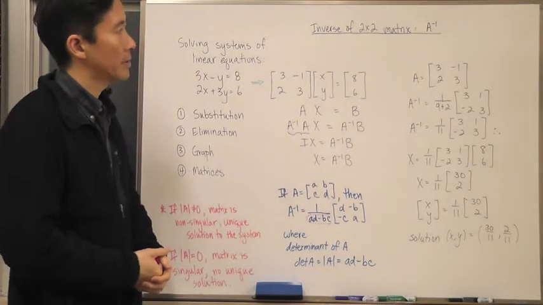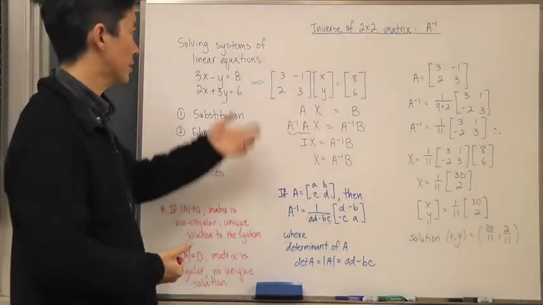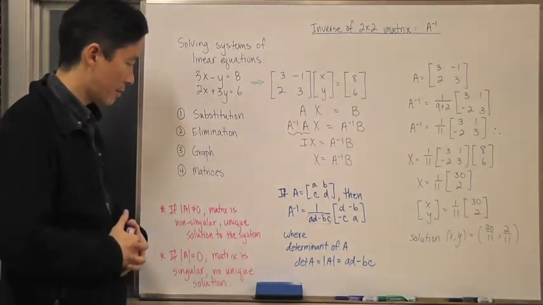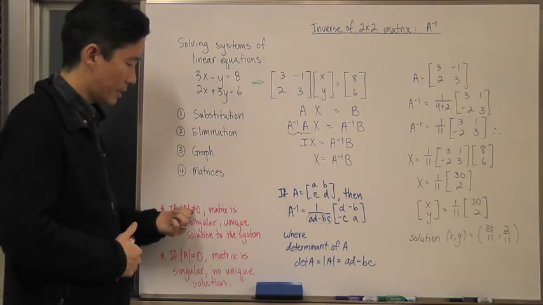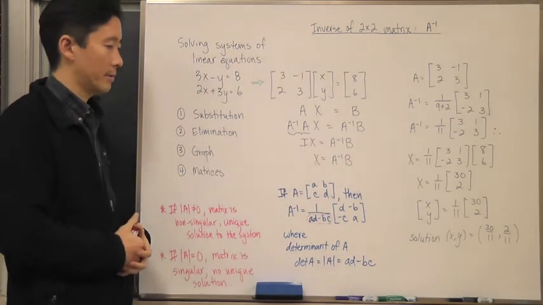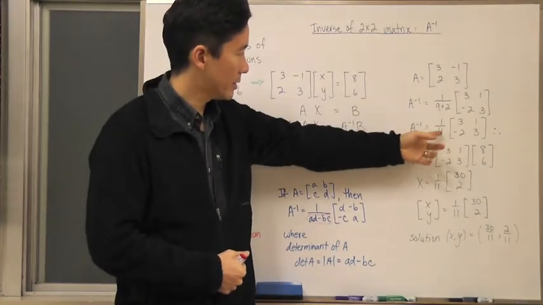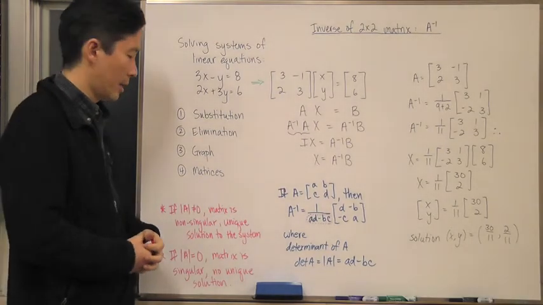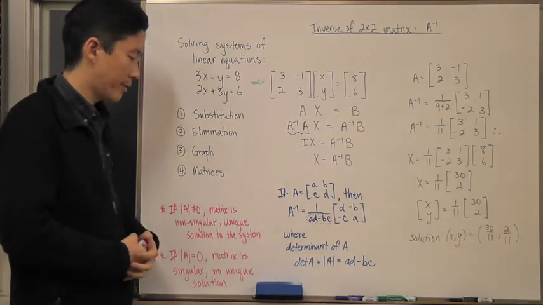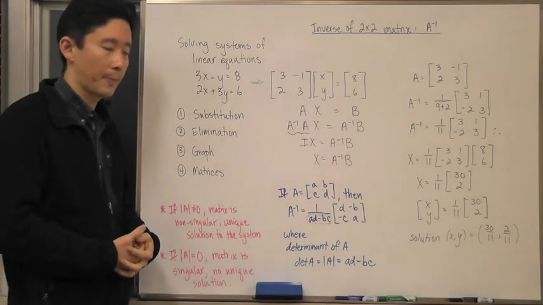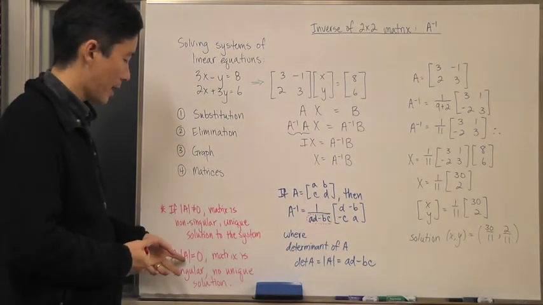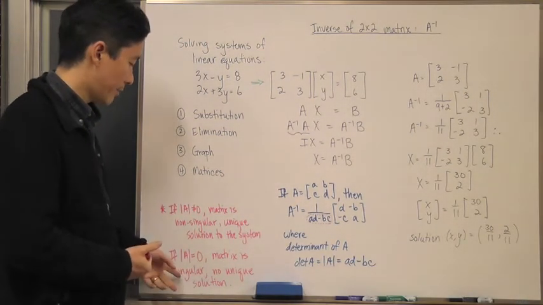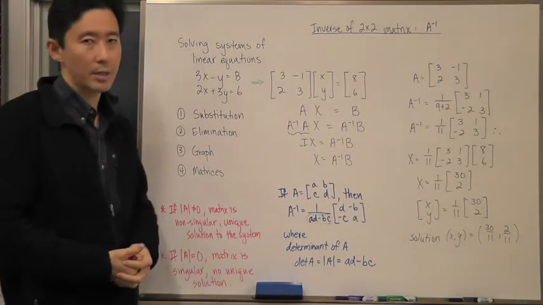Okay, so that's how we can use the inverse of a 2 by 2 matrix to solve a system of linear equations. Now, one last piece of information here. Remember that if the determinant of A is not equal to 0, so in this case here it is not equal to 0, it's actually equal to 11, the matrix is considered to be non-singular, and whenever you have a non-singular matrix, you have a unique solution to the system. Now, in addition to that, if the determinant of A is equal to 0, then we say the matrix is singular and there is no unique solution.